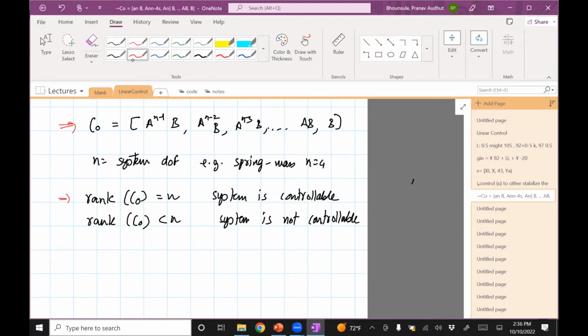What this rank really means is, when you assemble that matrix C0, you'll see that it is a 4x4 matrix, and the condition that the rank is n literally means that each row or column is independent of each other. And if they're not independent, then they're dependent, which means that the system is uncontrollable.